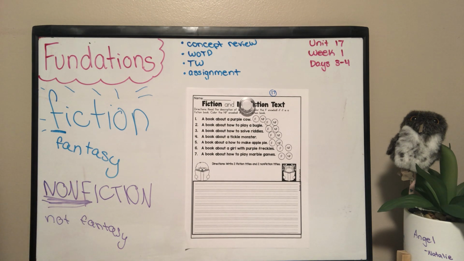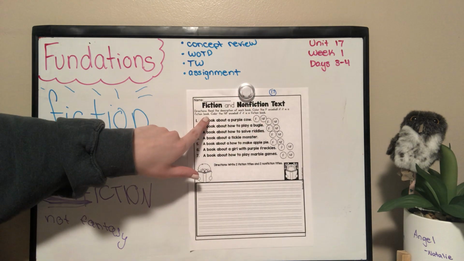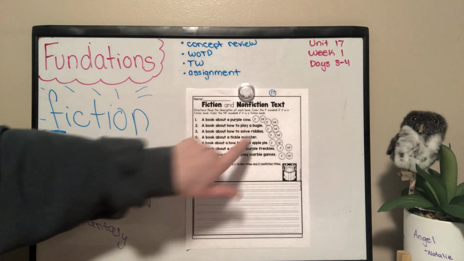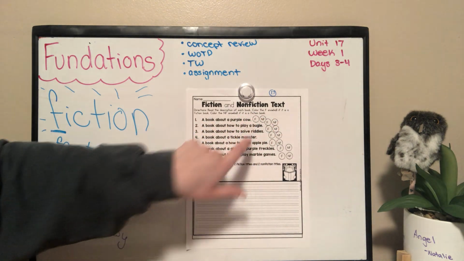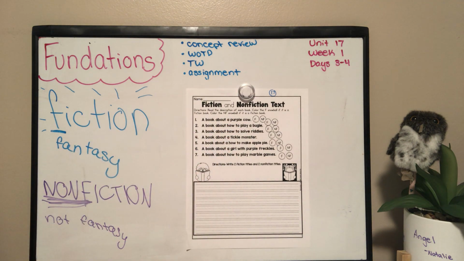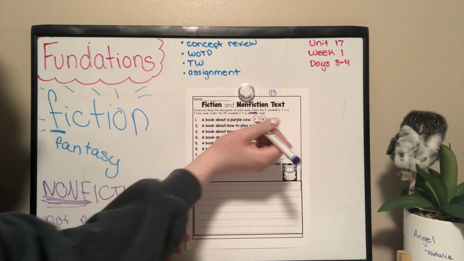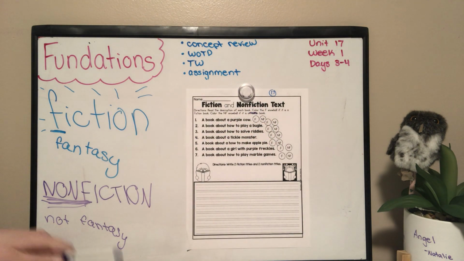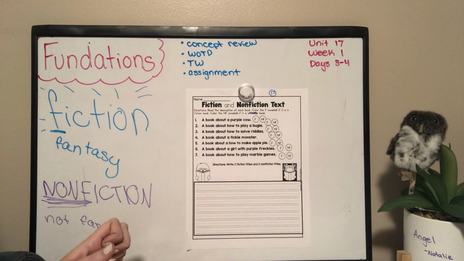Awesome sauce. Let's go ahead and read the directions of our paper. Read the description of each book. That's this big sentence. Color the F snowball if it is a fiction book. Color the NF snowball if it is a non-fiction book. Had it with these papers and their messed up directions.